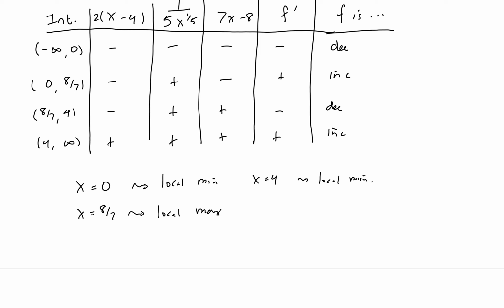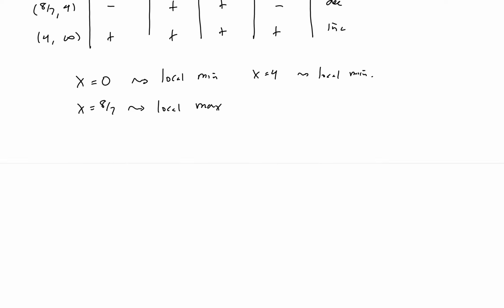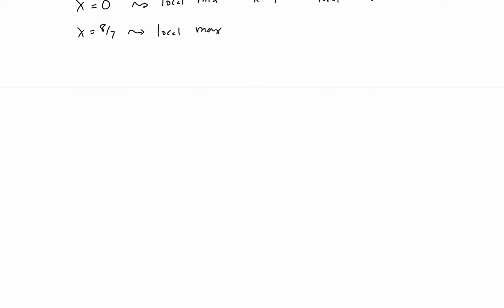So the other concept we talked about was absolute maximums and absolute minimums. And for that, we used the extreme value theorem that said on a closed interval, we always have an absolute maximum and an absolute minimum. So let's see some examples for how we do this.